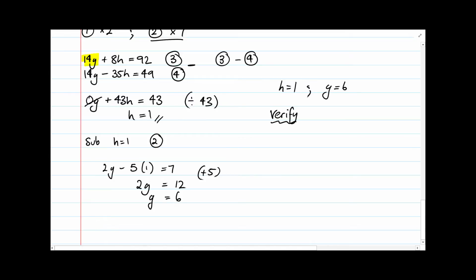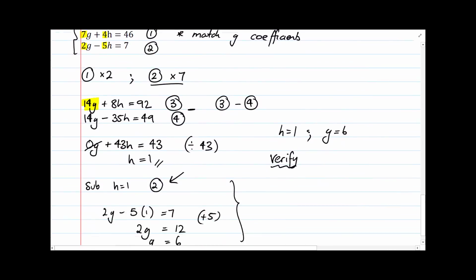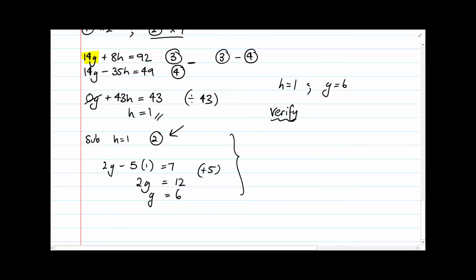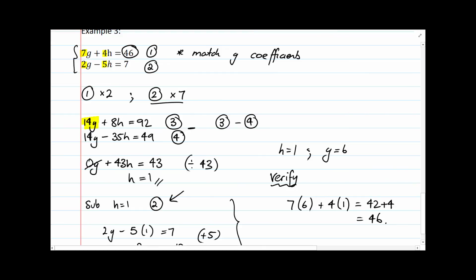And in verifying my solution, I have to use equation number 1 because I've already used equation number 2 here. Equation number 1, the original one, is 7g plus 4h equals 46. So let's have a look. 7 times 6 plus 4 times 1, and that's equal to 42 plus 4, which is equal to 46. And my verification has shown that this is true because I was hoping to get 46.